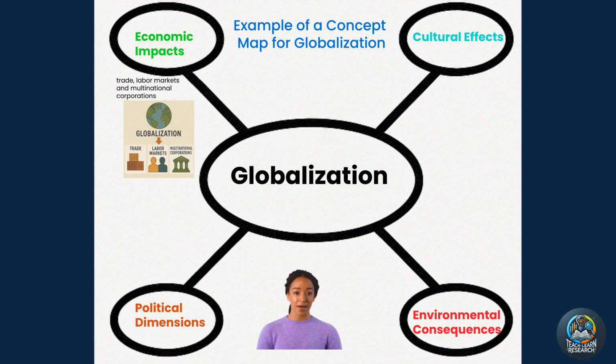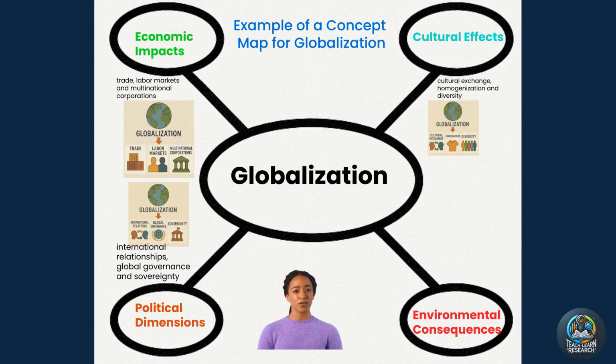For economic impacts, we can include trade, labor markets, and multinational corporations. For cultural effects, include cultural exchange, homogenization, and diversity. For political dimensions, include international relationships, global governance, and sovereignty. For environmental consequences, include climate change, resource depletion, and pollution.